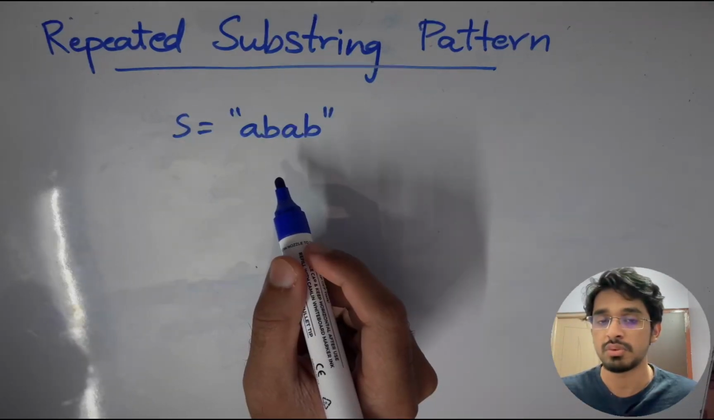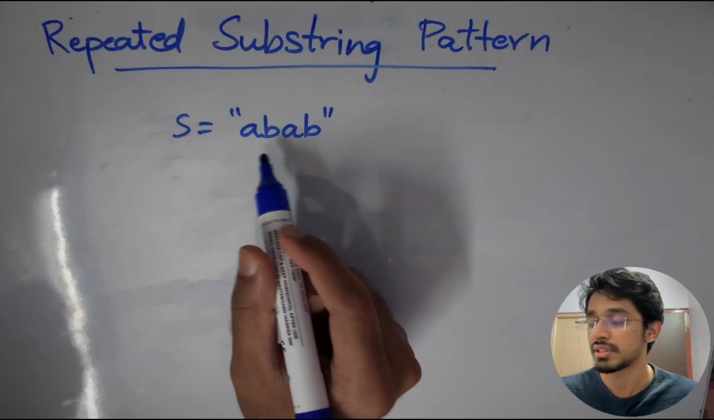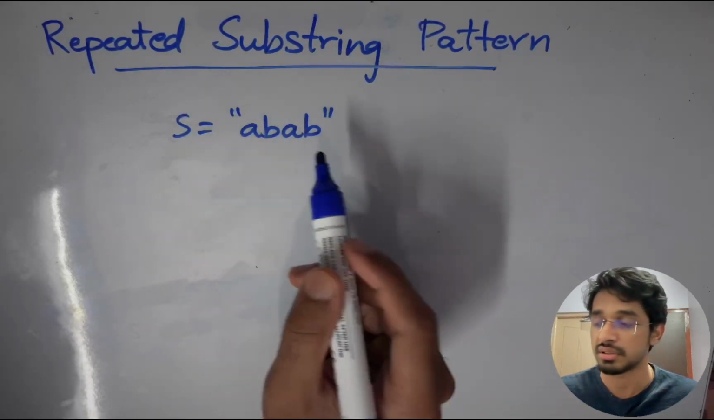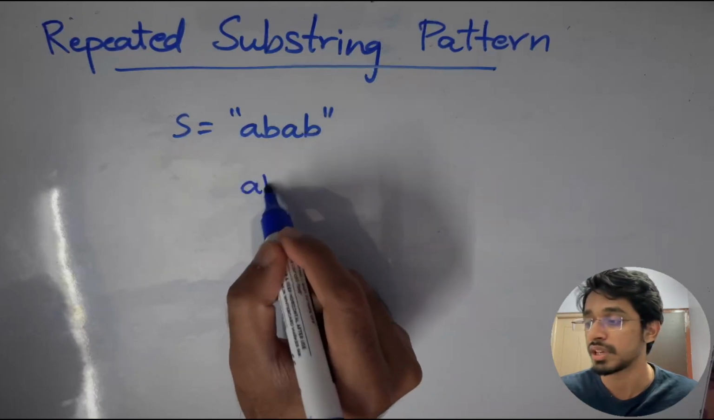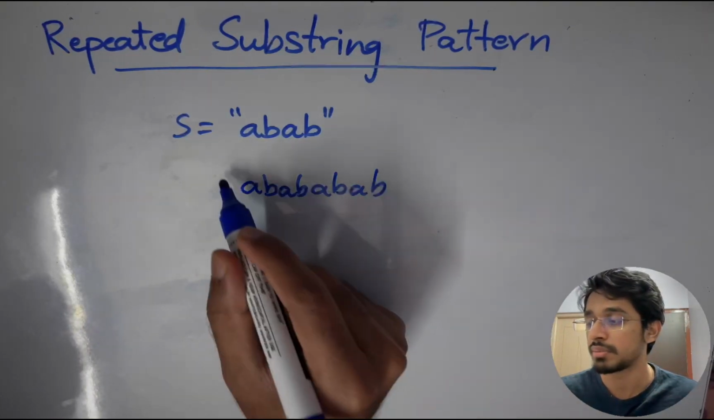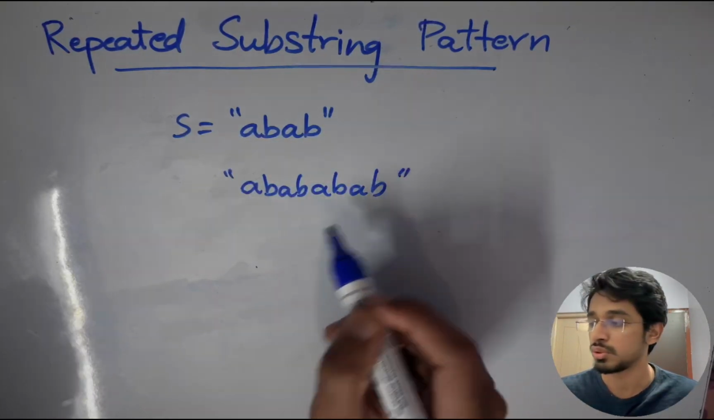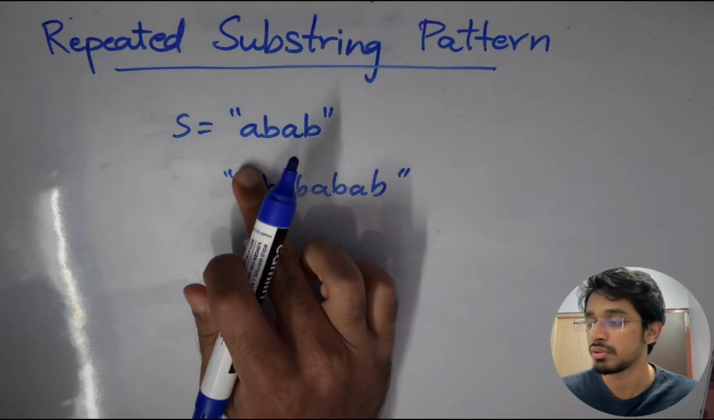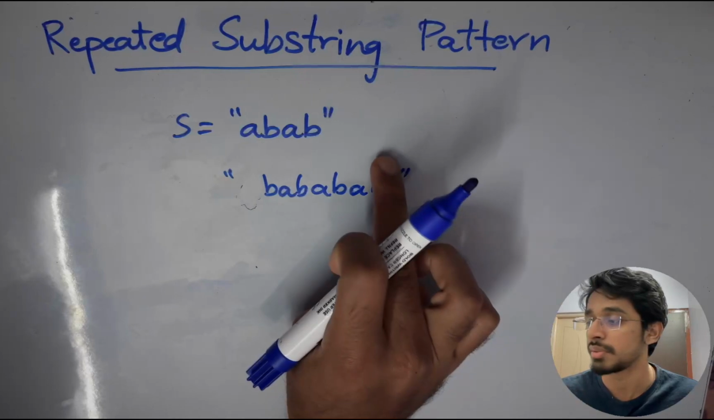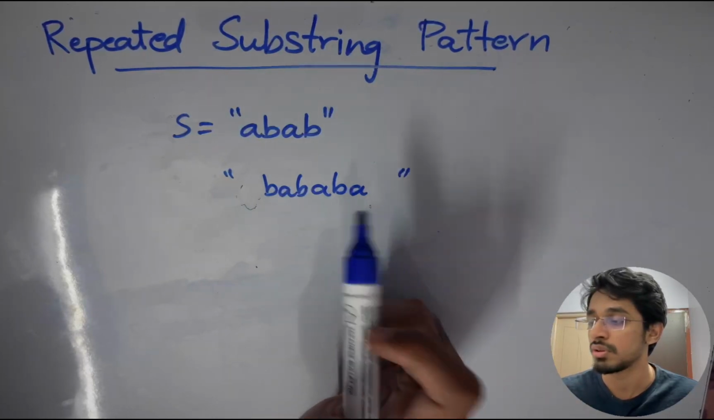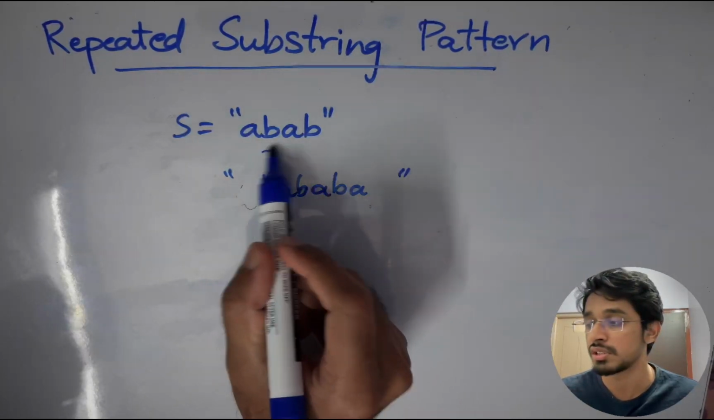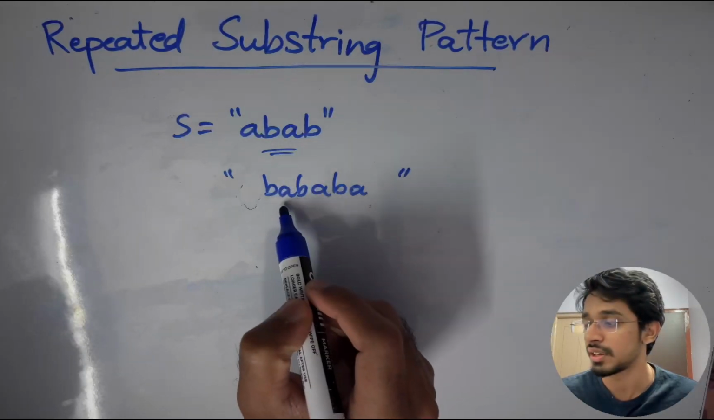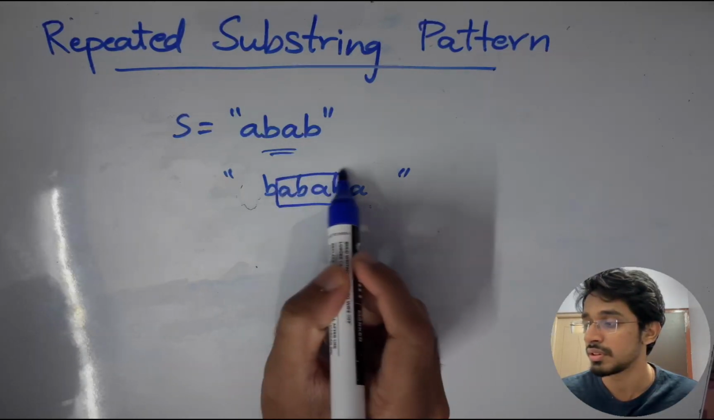So here's the trick. I can just repeat this string 2 times, so I am just creating another copy of the same string. This becomes AB, AB, AB, AB. Now I just need to remove the first element and the last element. Then I just need to check whether the original string is contained inside this string. You see that AB, AB is over here.